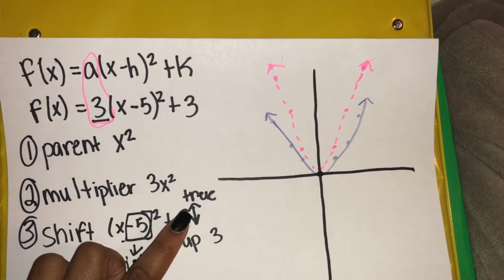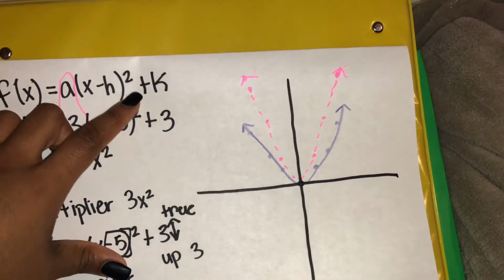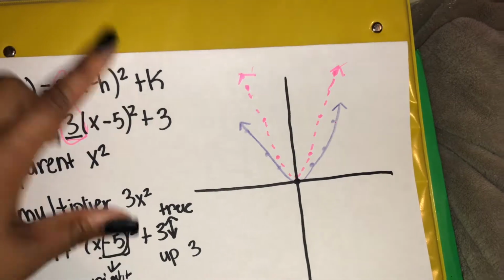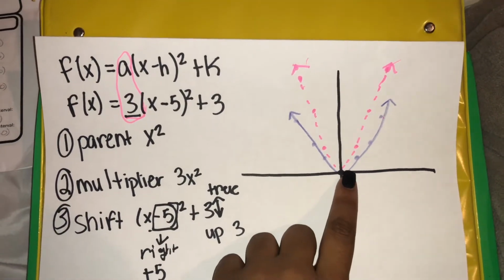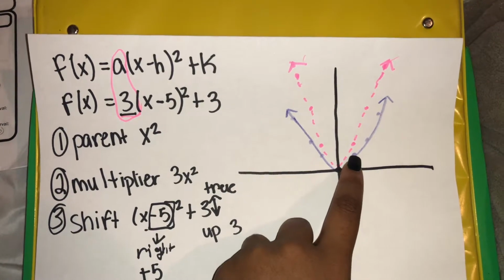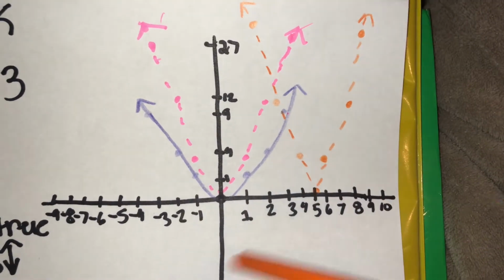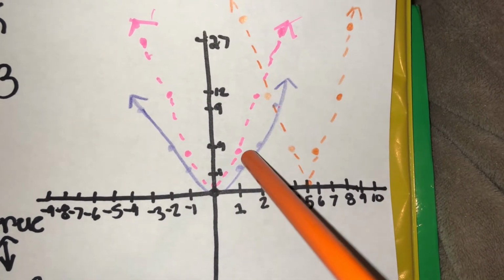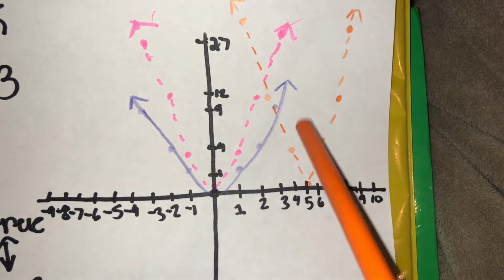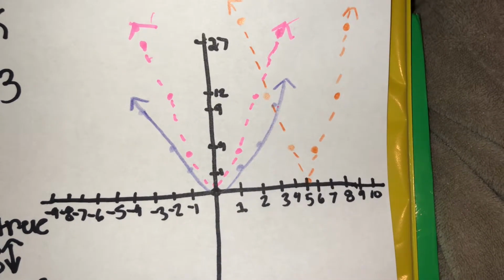And then the k is always true. You always do what the actual k says. So for k, you really do go up 3. We're going to shift each y value to the right 5 and up 3. So in orange, you can see the final product of the graph. I moved each of the y values over 5 and up 3, and that is the final graph.